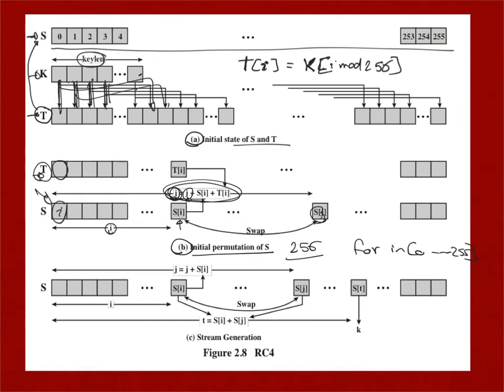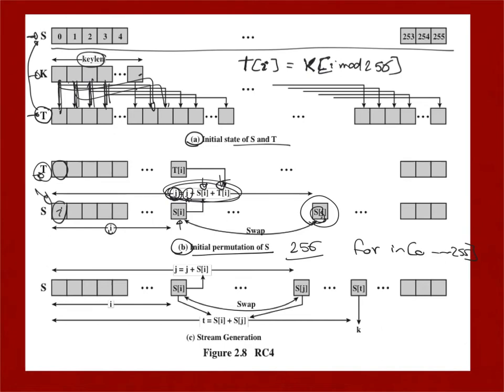So for each I, we say, okay, what is the value of j? The value of j is, in fact, the previous value of j plus si plus ti. So this j becomes then an index of an item that we have to swap with si. So we keep doing this.